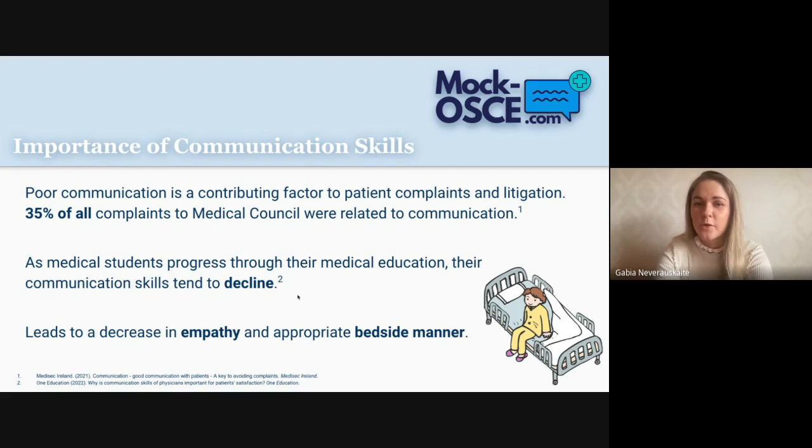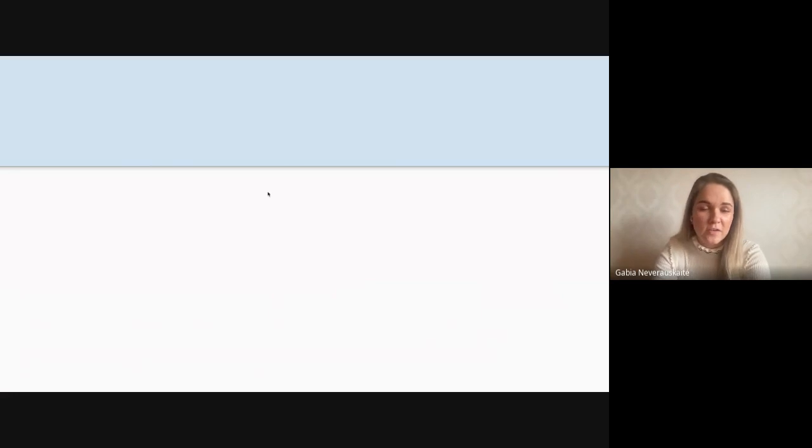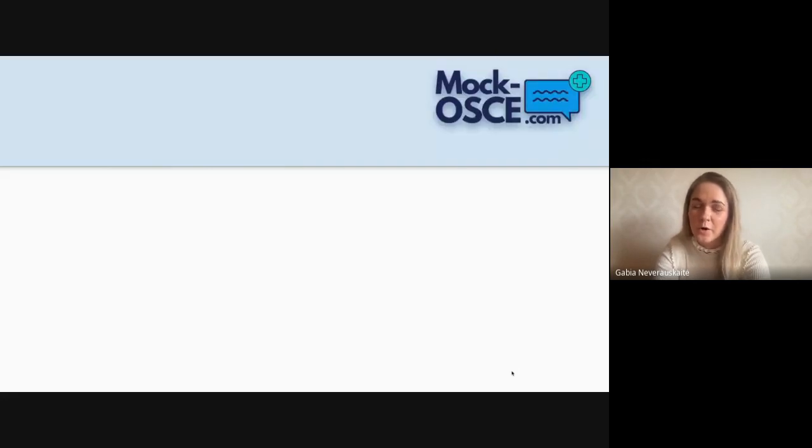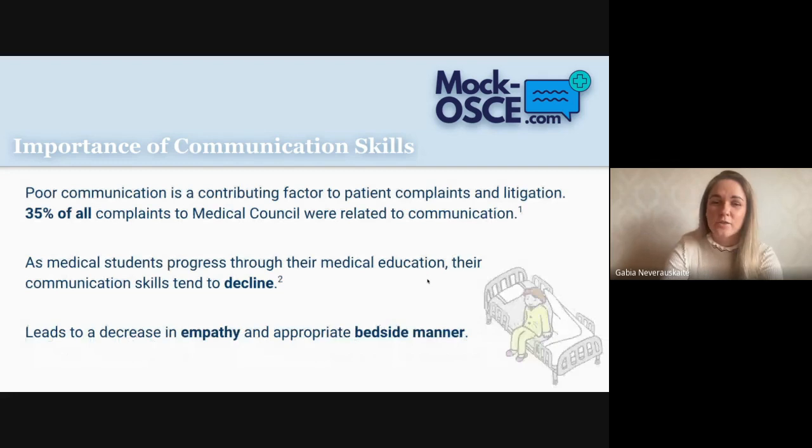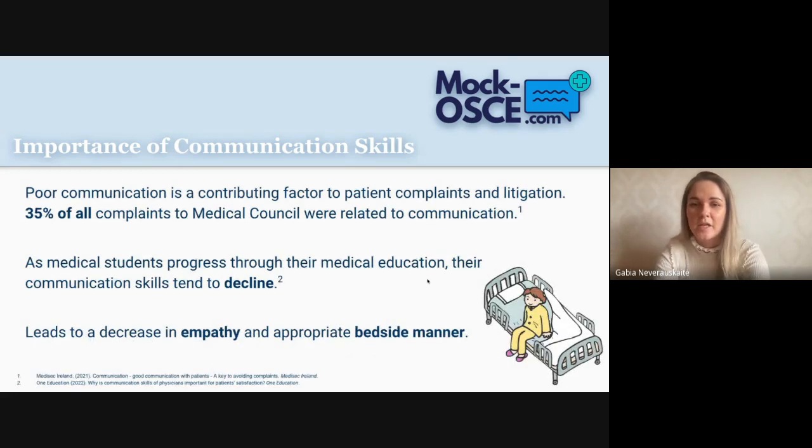It's also important to note that communication skills do tend to decline throughout the years for both medical students and physicians. This could be due to a lack of practice or even the burden of long hours or stress from work itself. Many doctors may feel that it might take up a lot of time during the consultation to take in a lot of information, but essentially these factors do negatively impact patients because they decrease empathy and appropriate bedside manner.